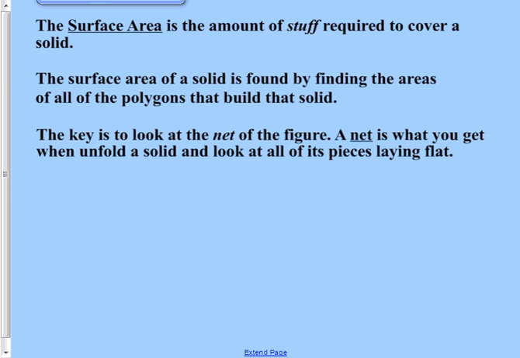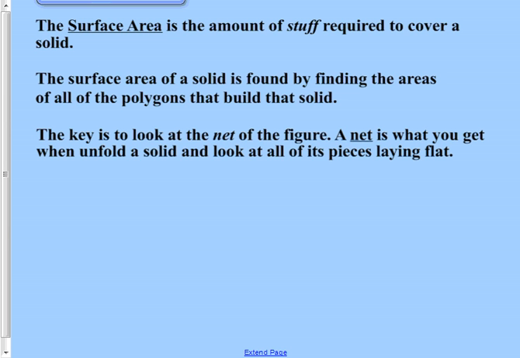Now, first off, the basic generic definition for surface area is the amount of stuff required to cover a solid. Now, we say stuff, whatever it is. It can be any units of measure: millimeters, centimeters, miles, inches, yards, gummy bears, whatever. Okay, that is surface area, the amount of stuff required to cover a solid.